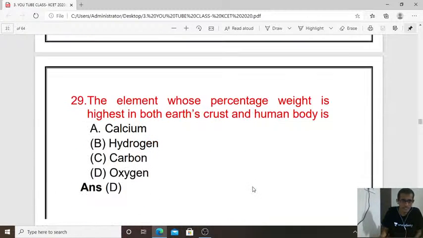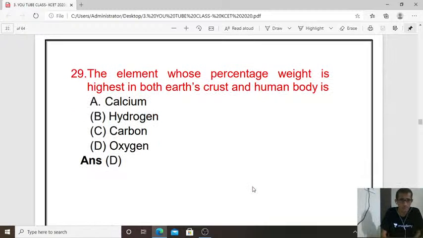And next, 29. The element whose percentage weight is highest in both earth crust and human body is which one? Calcium, hydrogen, carbon, oxygen. It is oxygen. D is the right answer. The element with highest percentage weight in both the earth crust and the human body is oxygen.